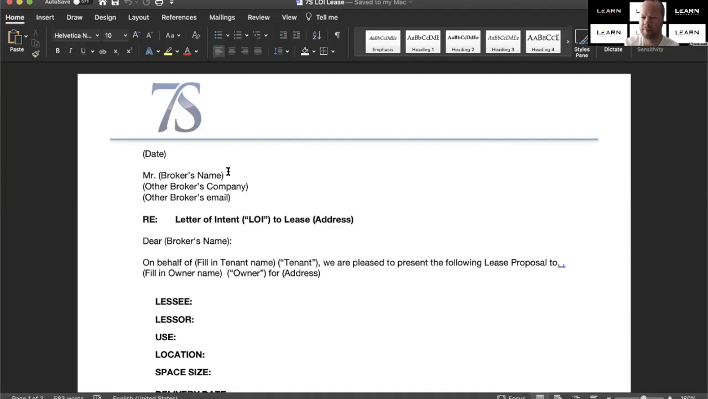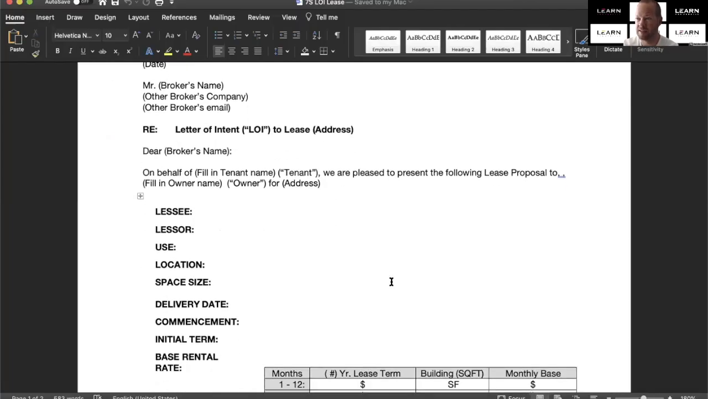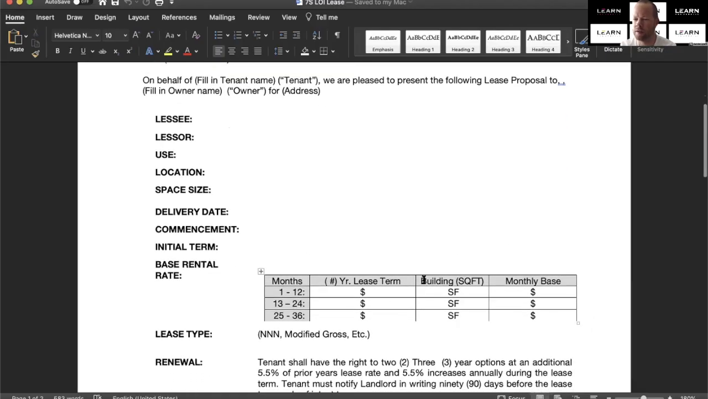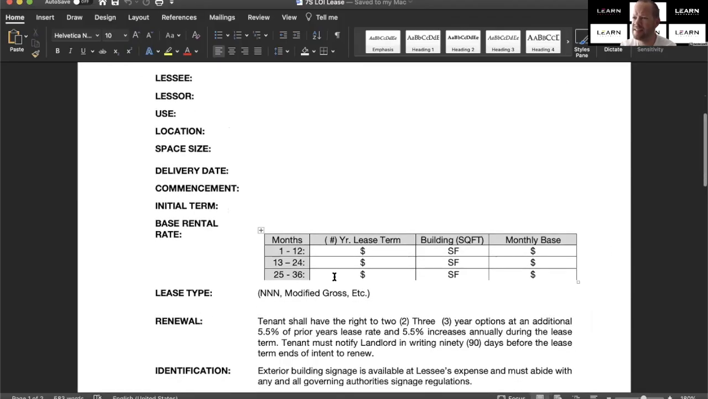But yeah, in the beginning, just basic information, letter of intent, broker name. On behalf of broker, we're gonna fill out this basic information. Again, this is a pretty basic one, right? Tenant, ownership, what the use is, what the location is, how large the space is, delivery date, like when can we get it if there's a tenant in place, what happens there, when's commencement, initial term, base rental rate. I have this little chart here, but manipulate that, add as many boxes as you need to. What type of lease is it? Renewals, right?